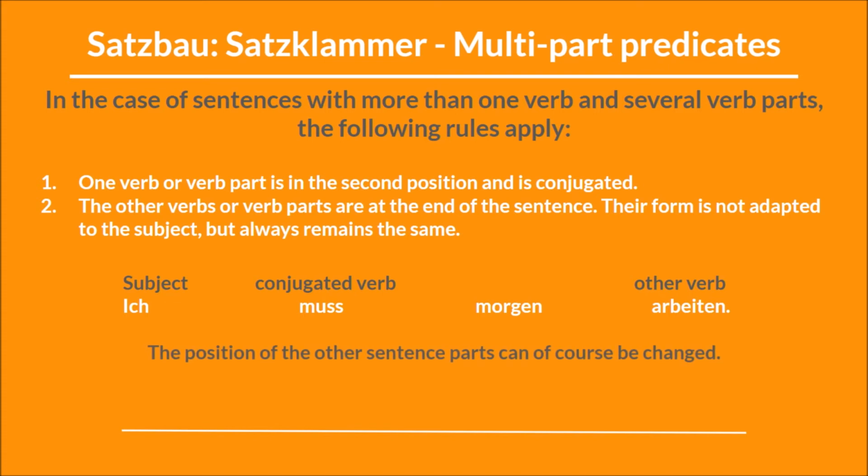The position of other sentence parts can, of course, be changed. So what we could do is start this sentence with tomorrow, morgen. Morgen muss ich arbeiten. But what always stays the same is that the conjugated verb or the modal verb is always in second position, and the actual action is positioned at the very end of the sentence.